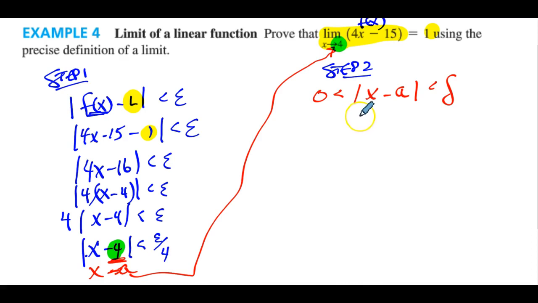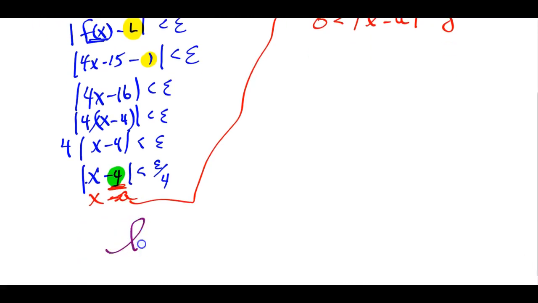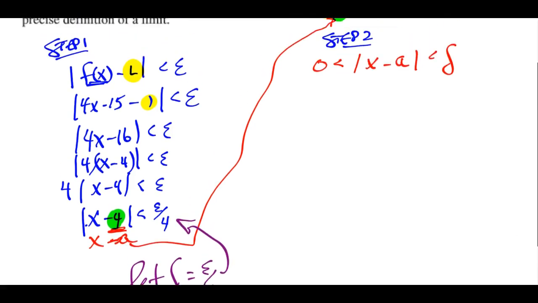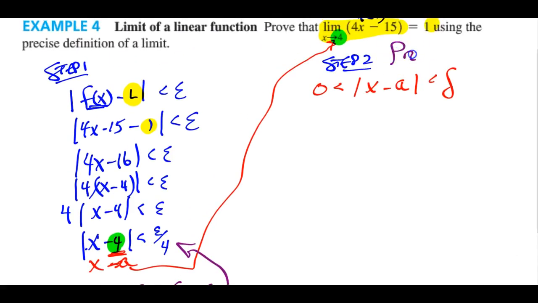So I'm very happy with this. So now I think I can just walk backwards. In fact, I'm just going to do a little let statement here. Let's let delta equal epsilon divided by 4, which I discovered here. And this is the actual proof over here.